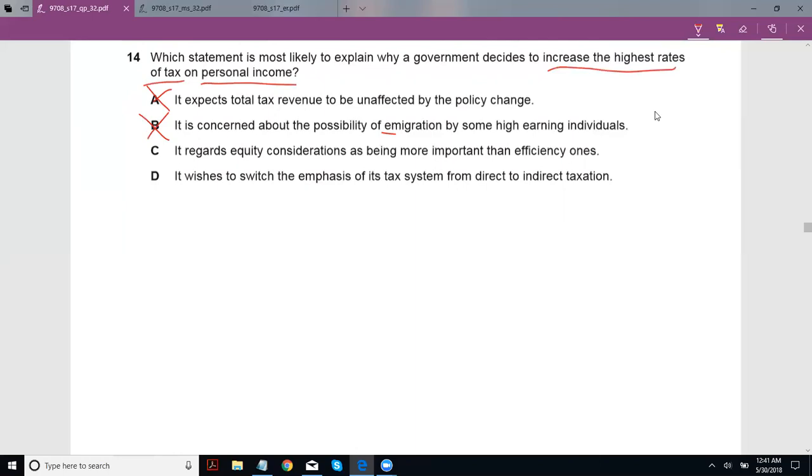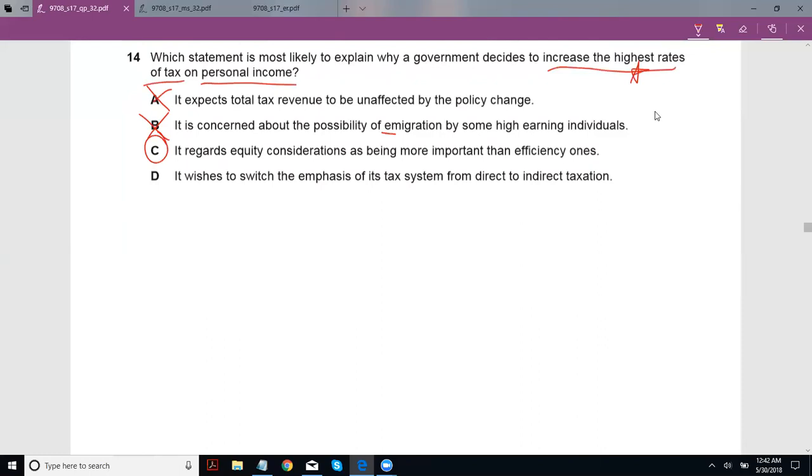A very cheap way to remember this is export migration, E, or import migration for immigration. But if you don't want people to leave, then why would you tax them more? C, it regards equity considerations as being more important than efficiency ones, probably because the highest rates are usually applicable on the really rich, right? Because of progressive taxation, the highest rates are only going to be applicable on the really rich.